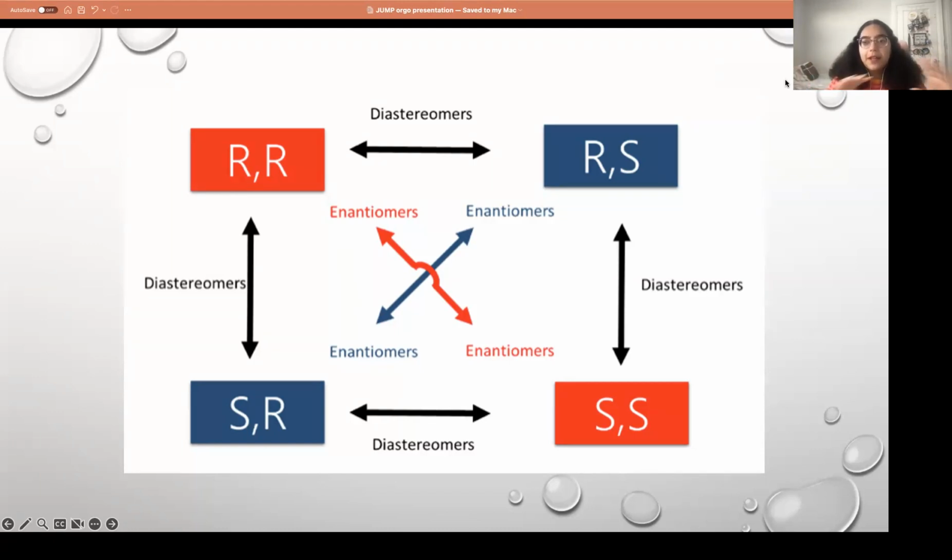But the other relationships would be diastereomers. So if you have one that's RR and the other is RS, it's not exact opposites, so those are diastereomers. So I think this visual kind of helps you figure out the relationship between those. If it's not the exact opposite, it's a diastereomer.